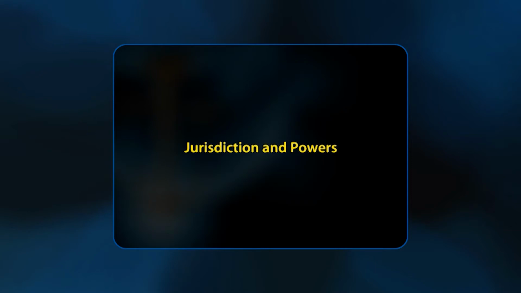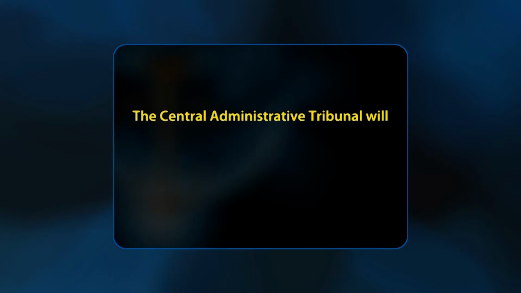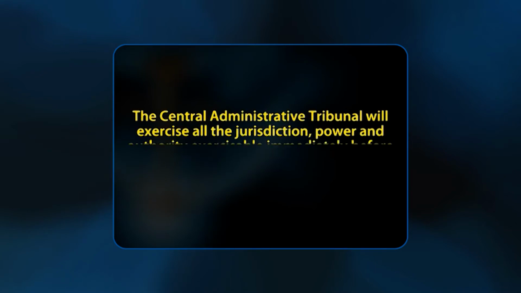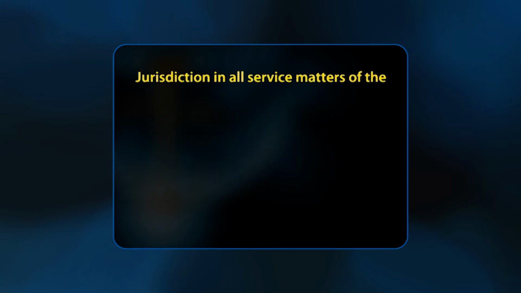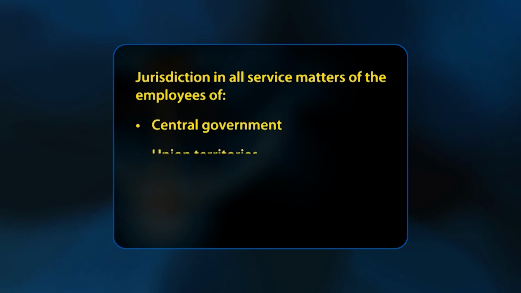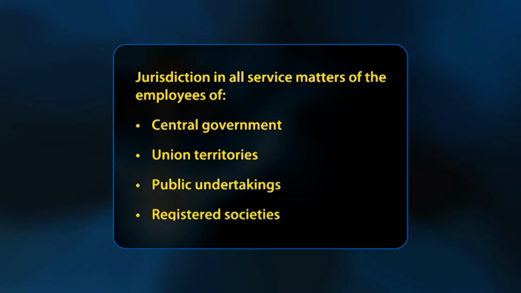Jurisdiction and powers. The Central Administrative Tribunal will exercise all the jurisdiction, power and authority exercisable immediately before that day by all courts except the Supreme Court. It has jurisdiction in all service matters of the employees of the central government, union territories, public undertakings and registered societies owned and controlled by the Government of India.